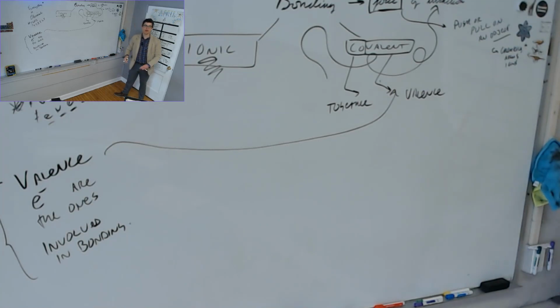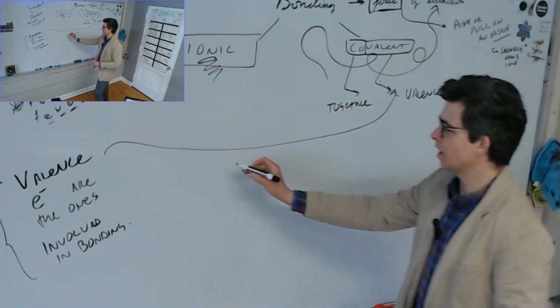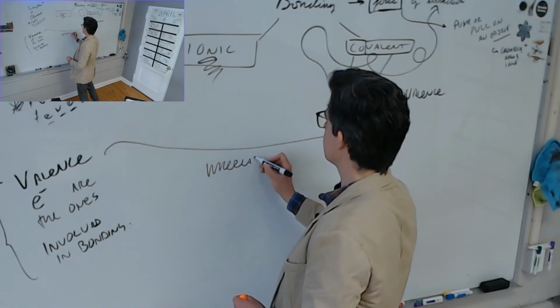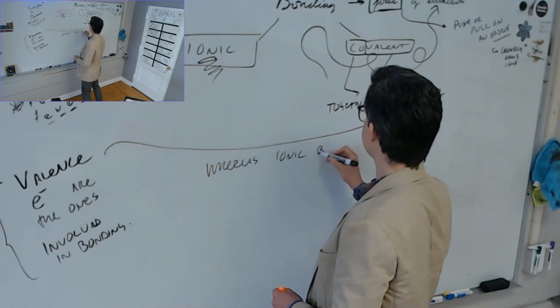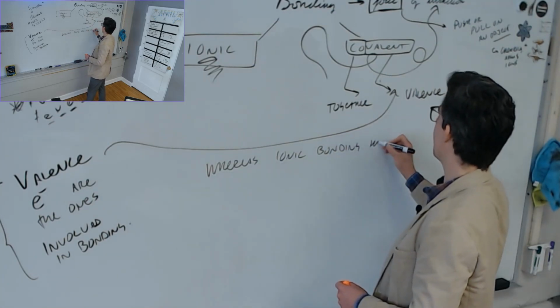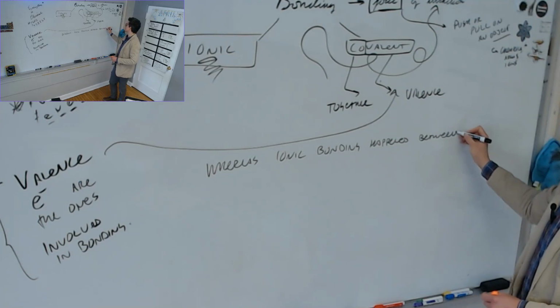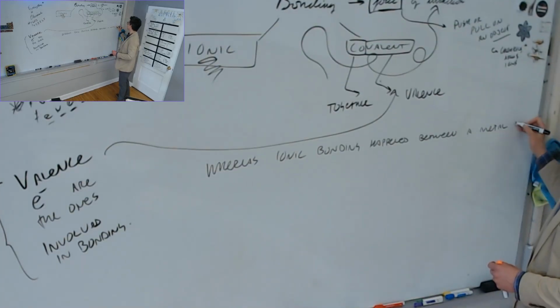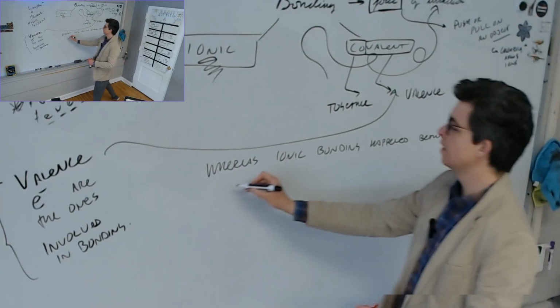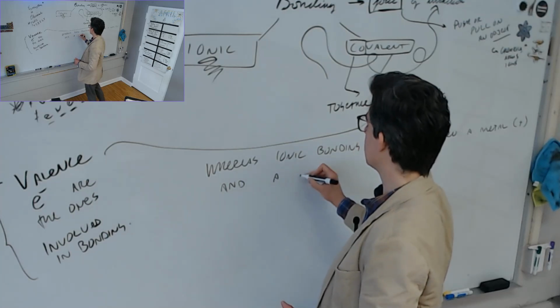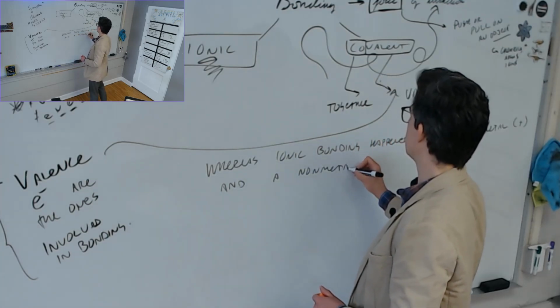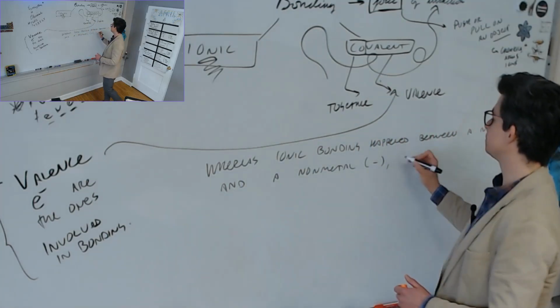So they're valence electrons that are together between two atoms. Whereas, let me write this word down. I love this word, whereas. Whereas ionic bonding happened between a metal, which is the cation, and a nonmetal, which was the anion.